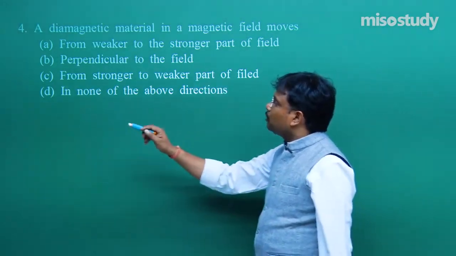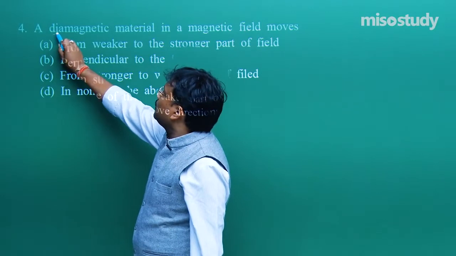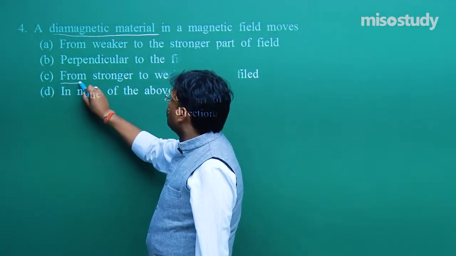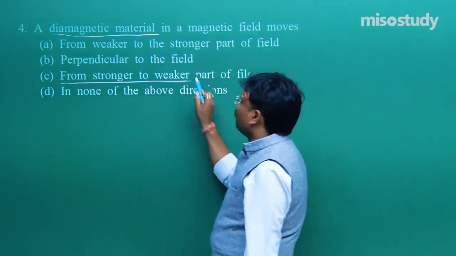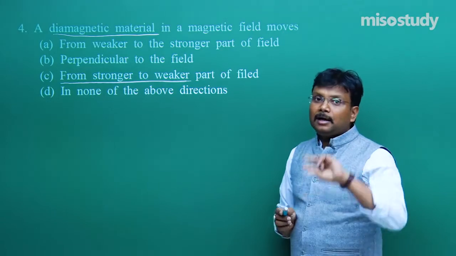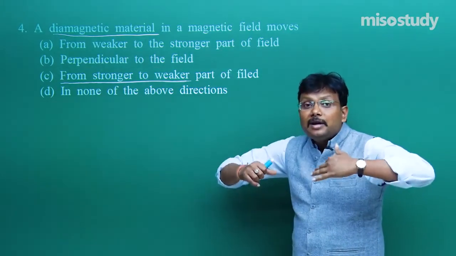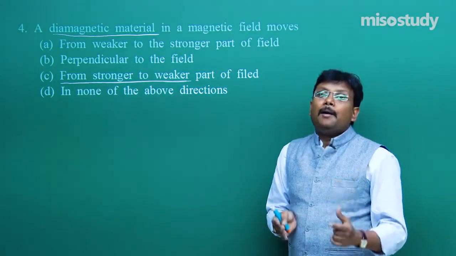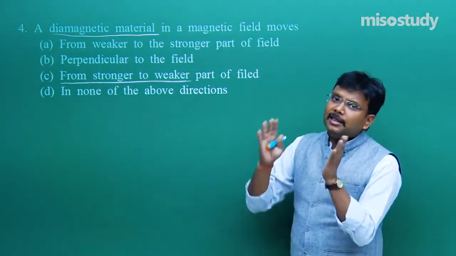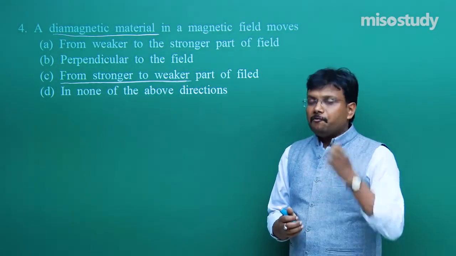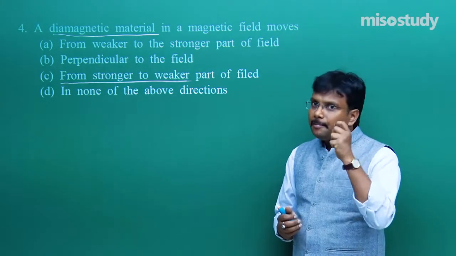So for this particular diamagnetic material, from stronger to weaker, opposite to the applied field. Diamagnetic, opposite to the applied field. They will expel the external magnetic field applied on them. Paramagnetic, in the direction of the magnetic field, and ferromagnetic, very strongly in the direction of the magnetic field.